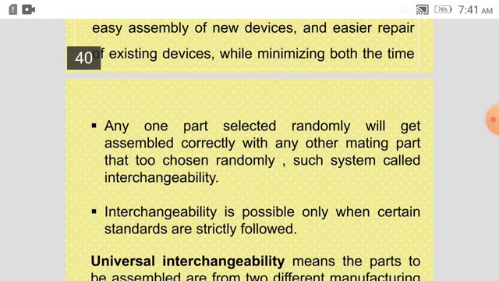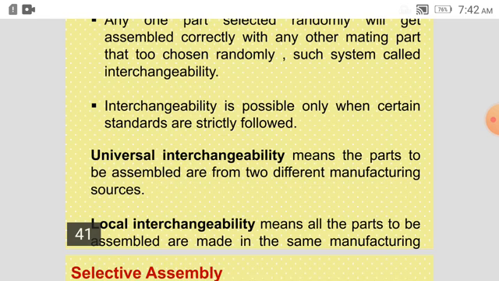Interchangeability is possible only when certain standards are strictly followed. So these standards are followed throughout the world, and we can say that the parts produced in India will get assembled somewhere else in Europe or the US easily because they are produced to the specifications. Universal interchangeability means the parts to be assembled are from two different manufacturing sources. So we can see that the location of manufacturing can be different, but they are produced to the specification and can be assembled very easily.